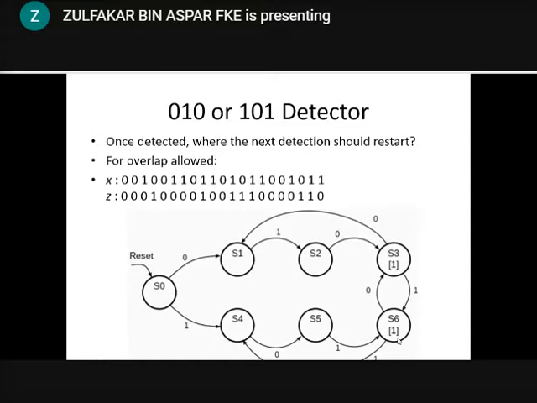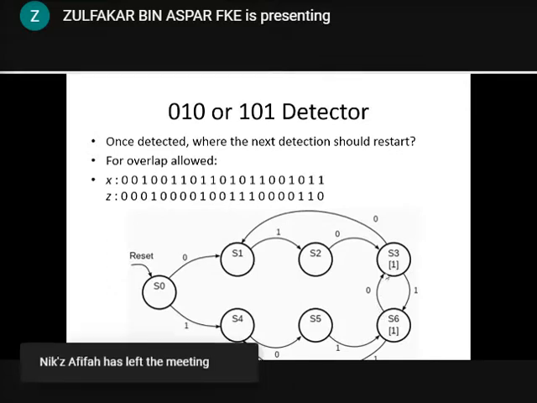If the input is 1, we should start at S4. We don't need to go back to S0. But if we detect 0, then the previous input from S4, S5, S6 was 0, 1, and if it is 0, it becomes the first sequence, which is 0, 1, 0. So that's why the arrow from S6, if the input is 0, goes to S3.